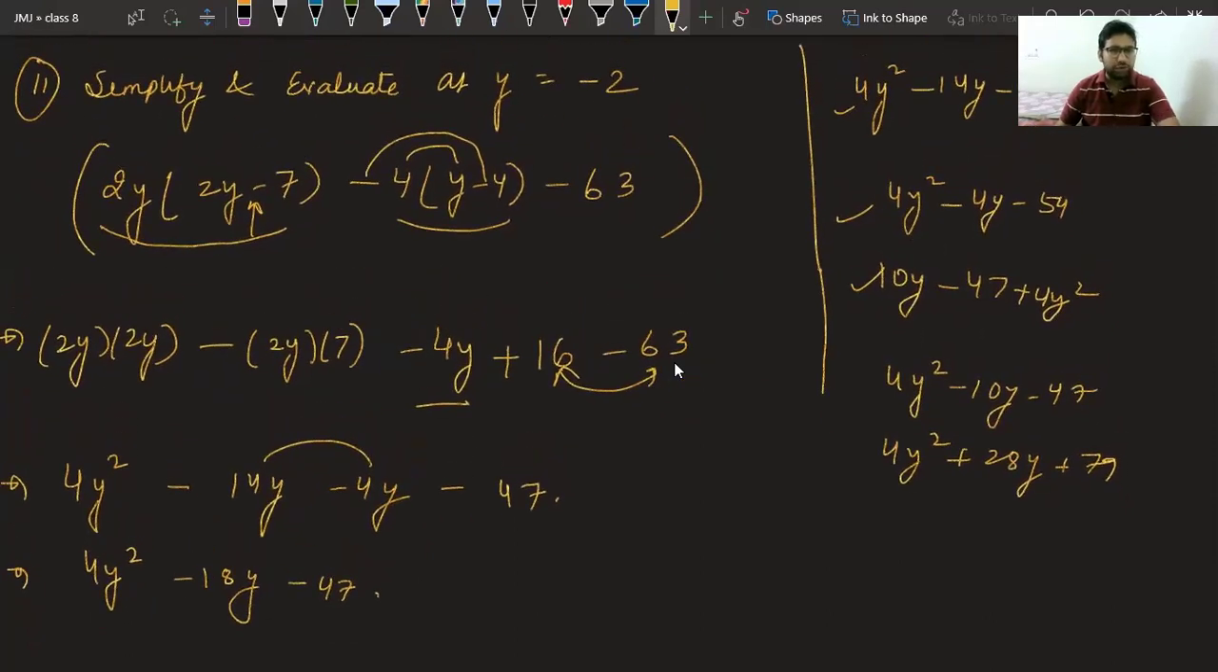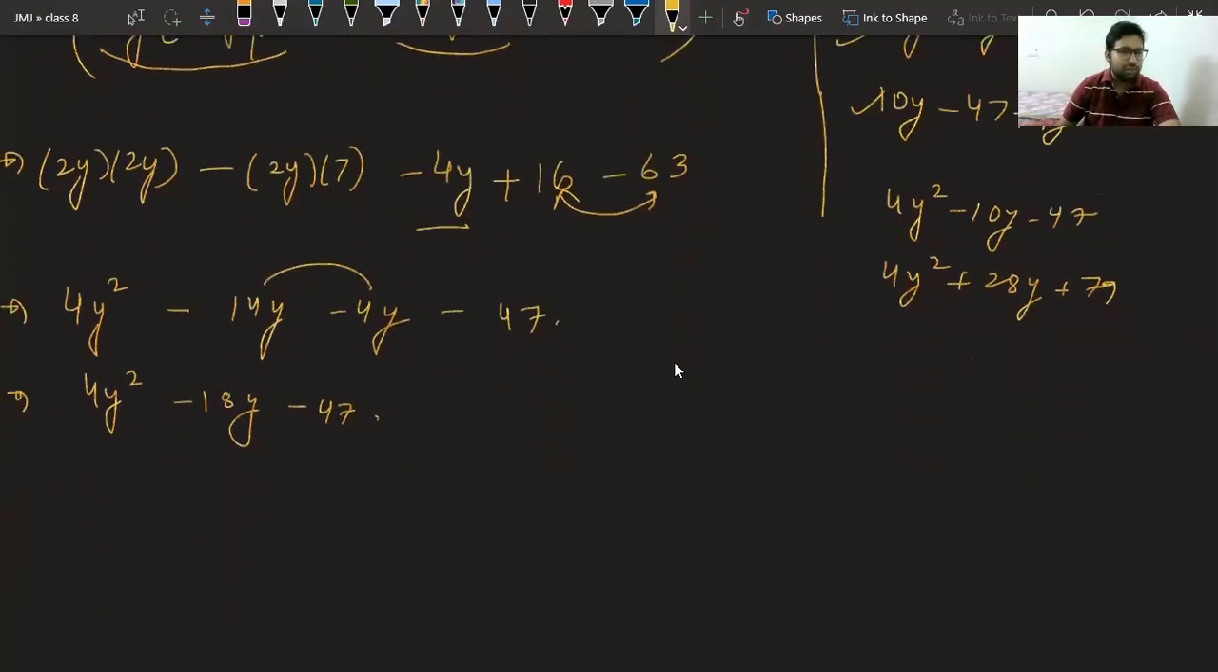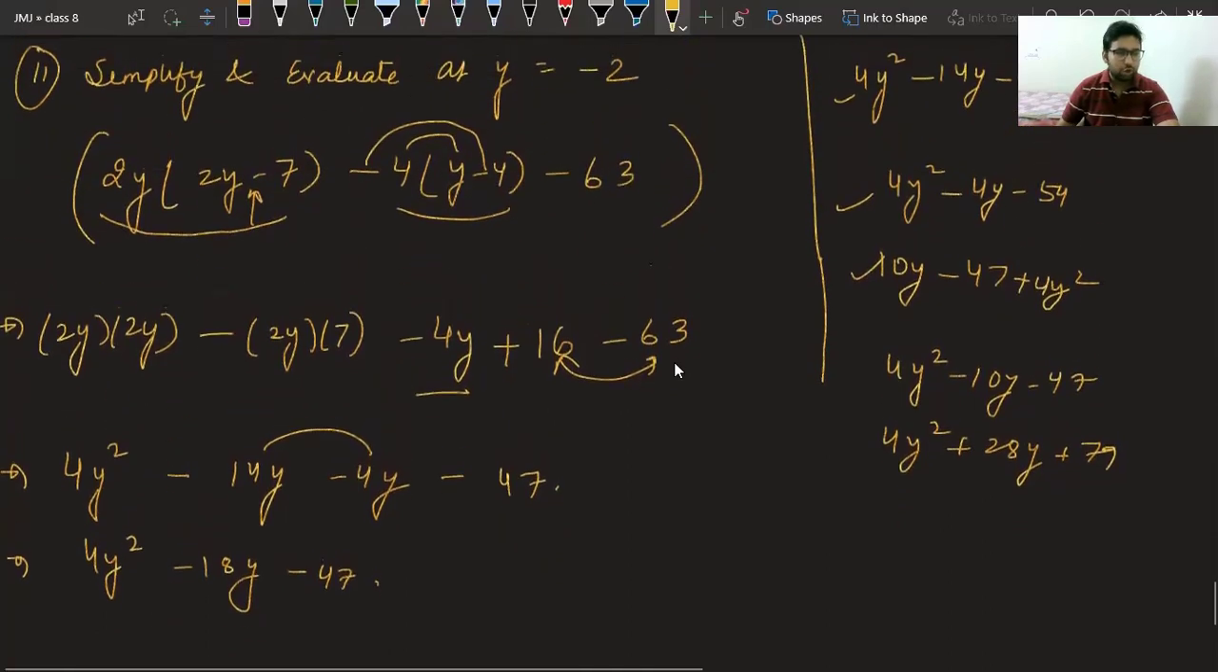Harshul is saying, sir, 10y will come. Beta, how will 10y come? You can see 2y into 7 is -14y because the negative sign is there. Similarly, -4 into y is -4y. They both have negative signs, so they will be added only, with a negative sign. If one was negative and one was positive, in that case you were correct. Both are negative. Okay. Now see.